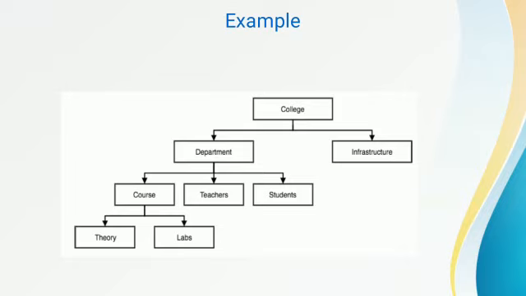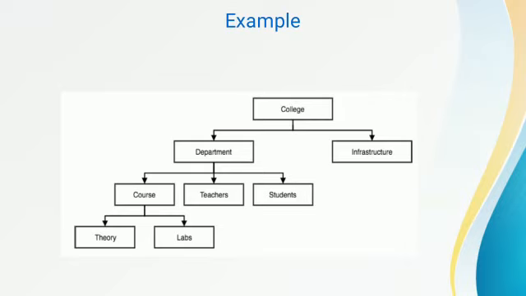In our college, the department is one child and the infrastructure is another child. Here there are the courses, teachers, and students. Each department can have a number of courses. Then teachers: a number of teachers are under one department, and a number of students are under one department. So these all are the children.